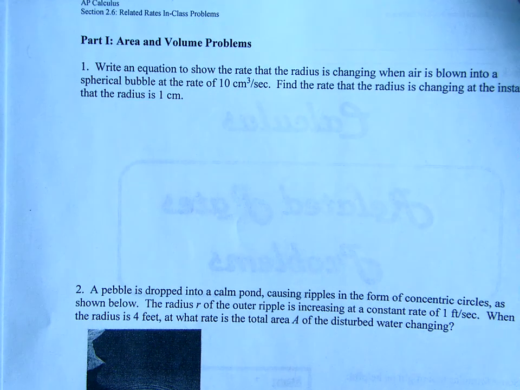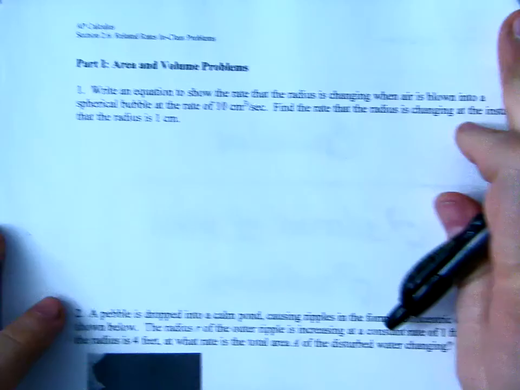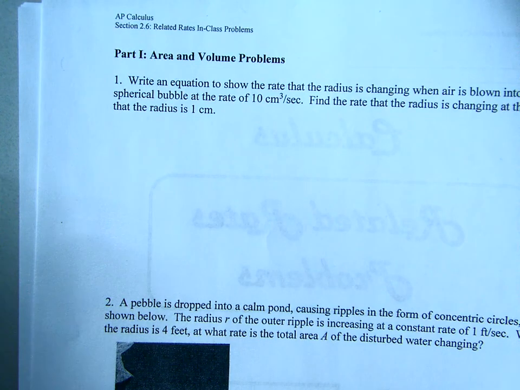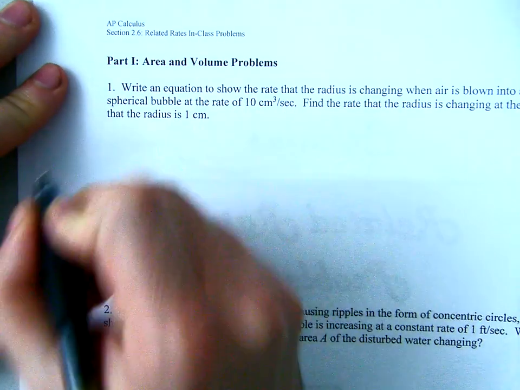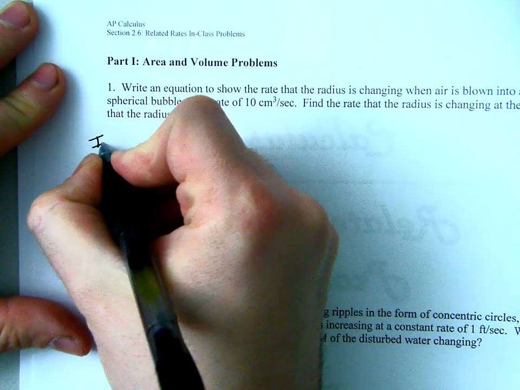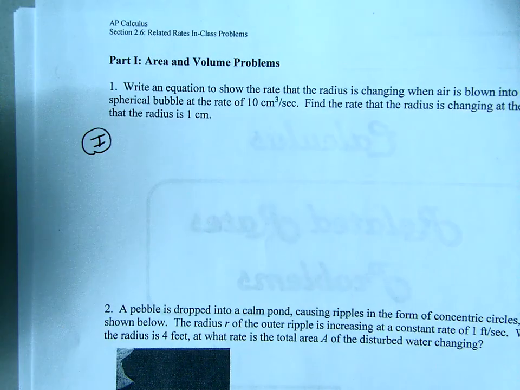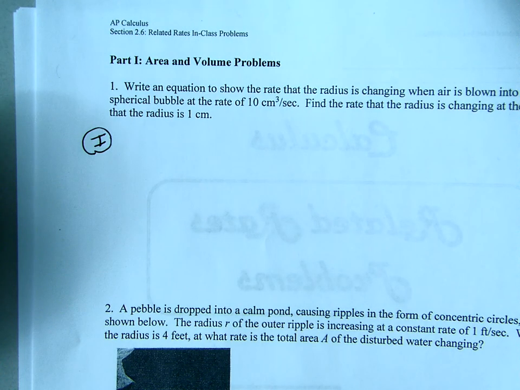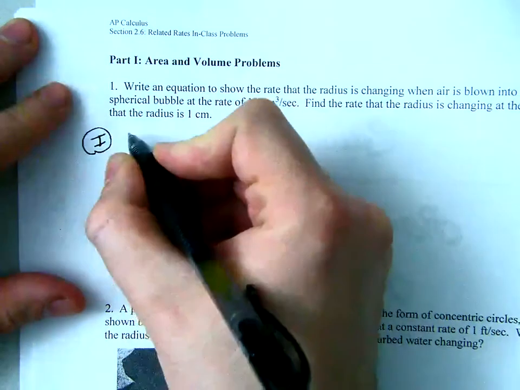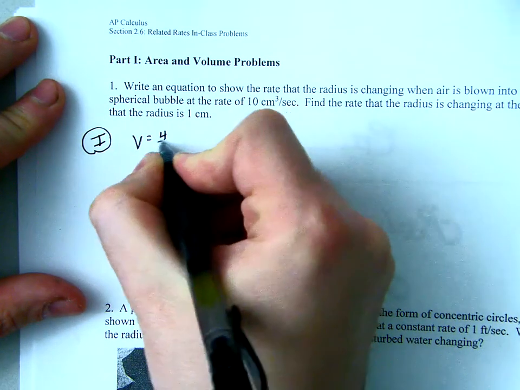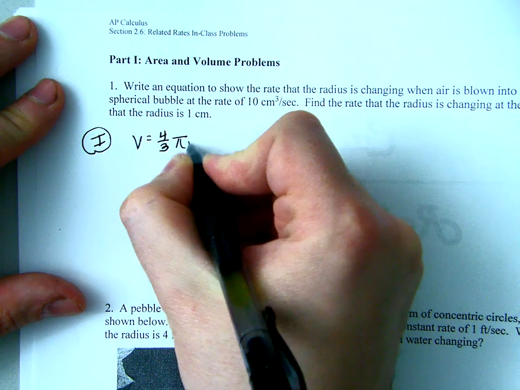So, problem number 1. We were dealing with writing an equation to show that the radius is changing when air is blown into a spherical bubble at a rate of 10 cubic centimeters per second. Find the rate that the radius is changing. First thing, what did we say was the formula that we're going to use that is always true in this problem? Sanjana. V equals 4 over 3 pi r cubed.